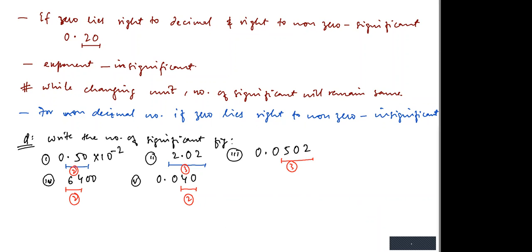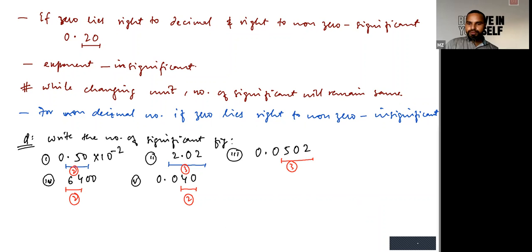Yes, sir. Okay. Now we have 2 more rules regarding different operations. First, while adding or subtracting. Suppose you have to add 4.32 to 1.5, you will get 5.82, so it would be 5.8.